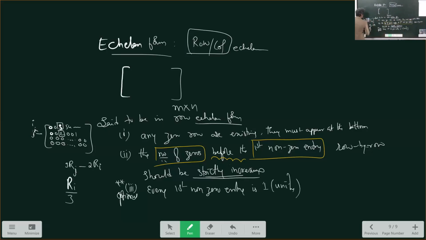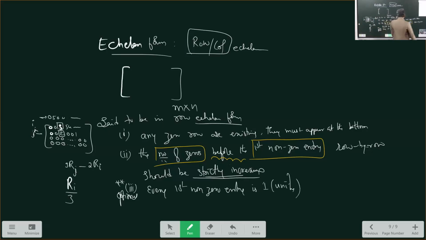So it should be increasing. So it should be 0, 5, 0, 0. So now this is increasing. The number of zeros is 1. The number of zeros is 2. Now I can make this 0. The number of zeros will be 3. So the number of zeros before the first non-zero entry will be increasing.